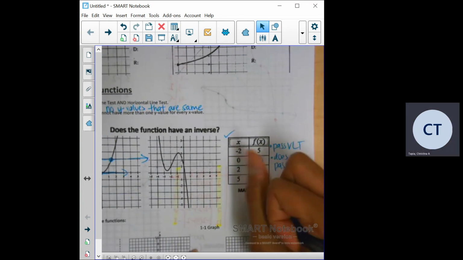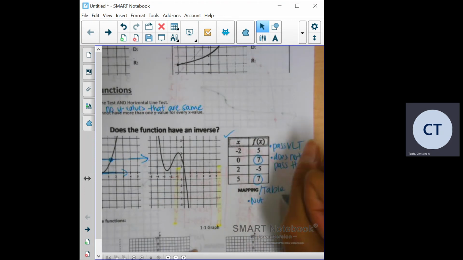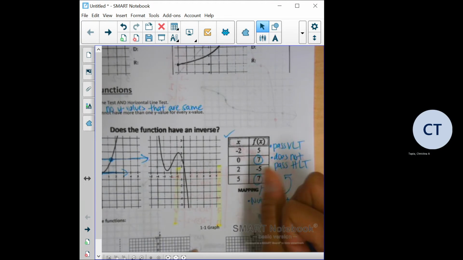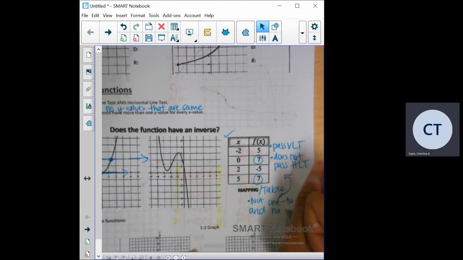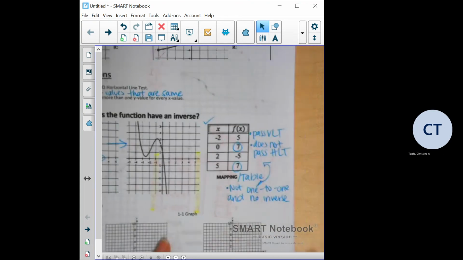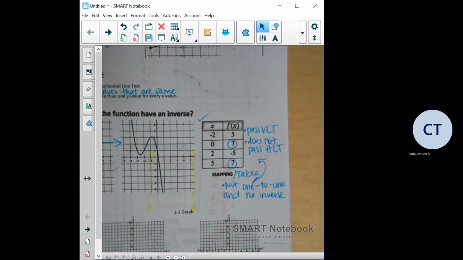Since it doesn't pass the horizontal line test, that means that it's not, and I'm going to draw an arrow up here for this, not one-to-one, and there's no inverse. So we've been looking at all these things that aren't one-to-one, that aren't going to have an inverse. Let's go ahead and look at ones that will be one-to-one. That means they pass the vertical and the horizontal line test.